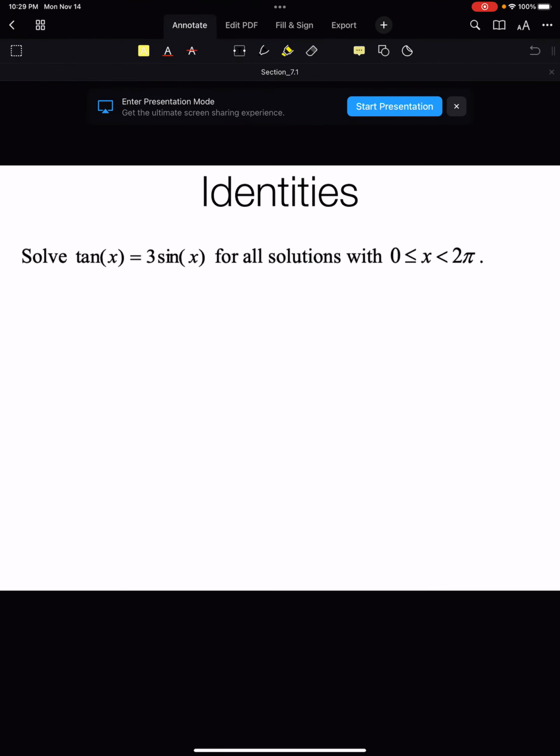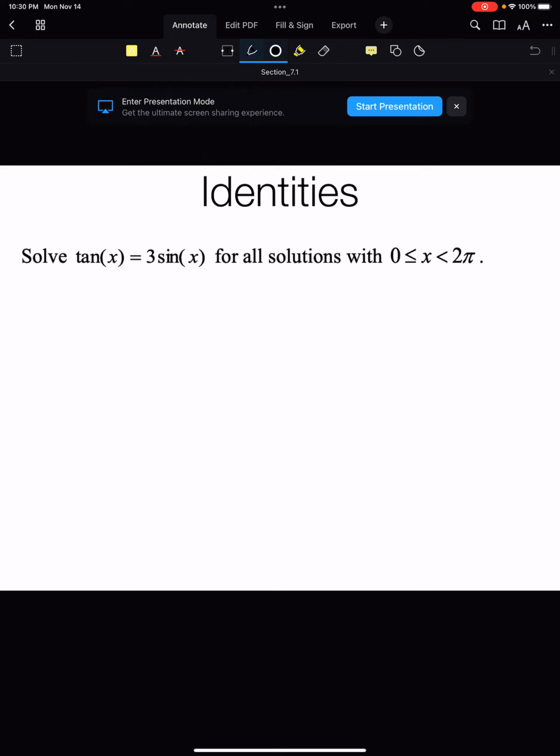Hi everyone, in this video we're going to finish up the two identities that we haven't done yet. And so the first one is this one. Solve tangent of x is equal to 3 sine of x for all solutions within 0 to 2 pi, which is our usual range. Okay, and so in section 7.1, this is all about solving trig equations using identities.